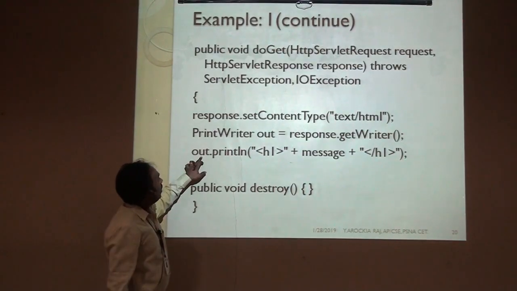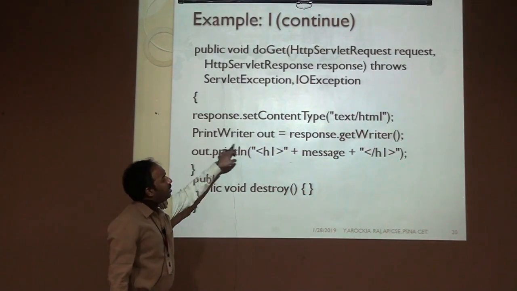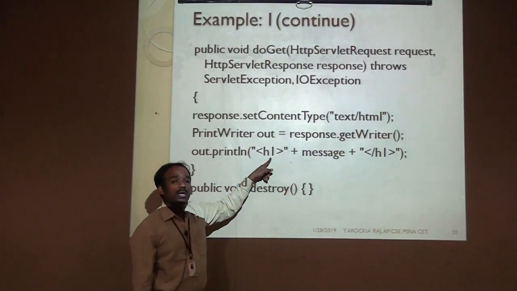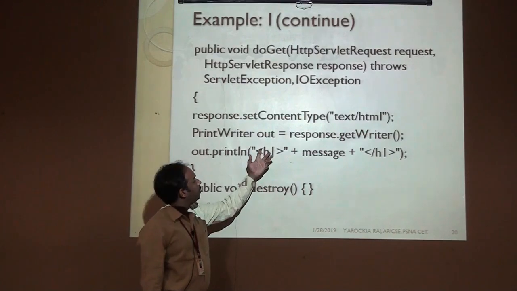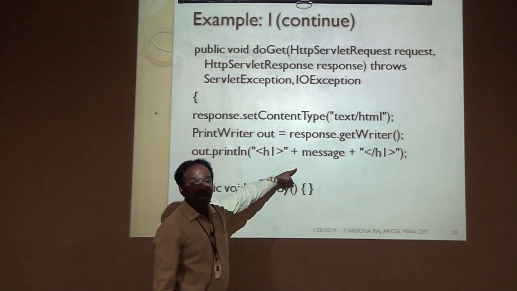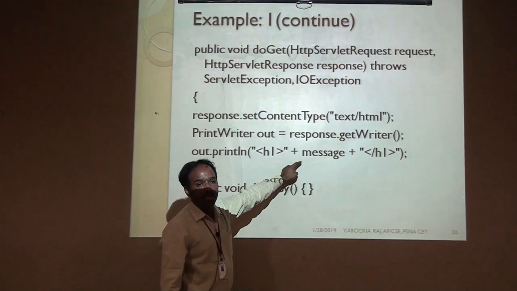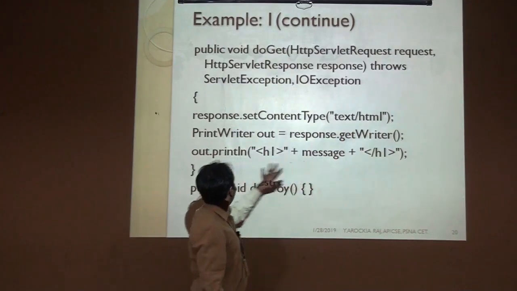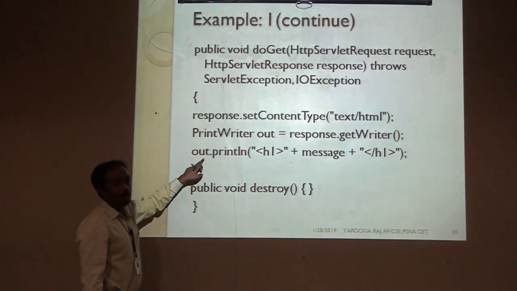Now see here, out.println of so and so. What is this? H1 is an HTML tag. Here we can use all our HTML tags in between double quotes, and then message. What does message contain? It contains the hello world message we discussed in the previous slide. So this message will be written here in this out object.